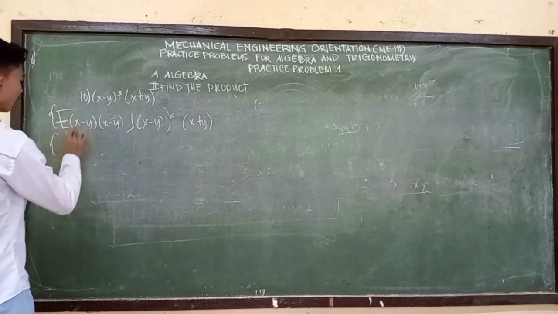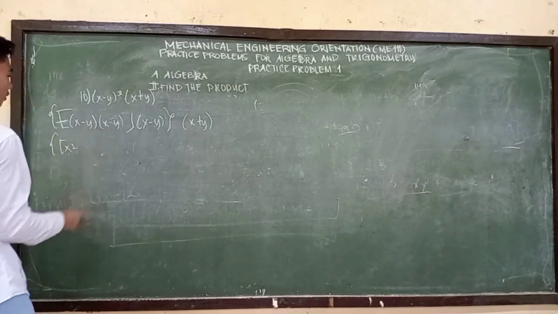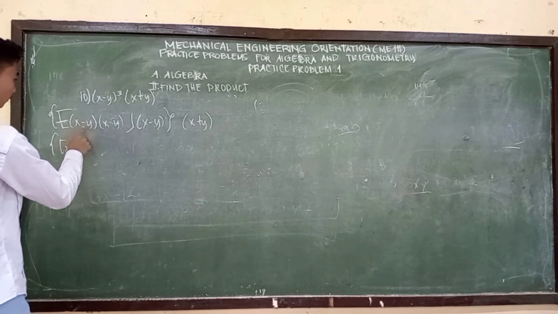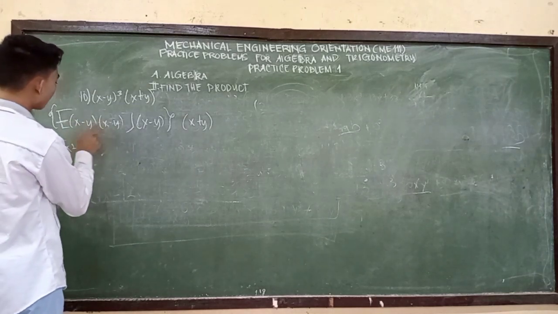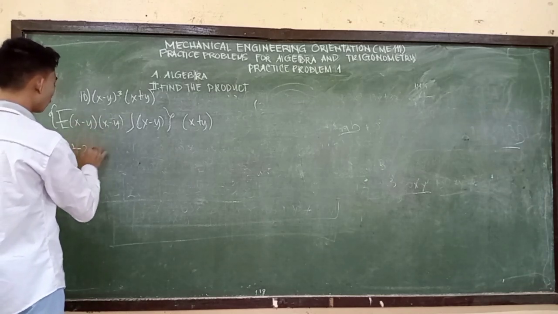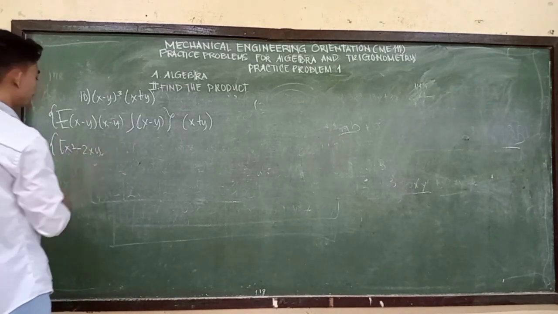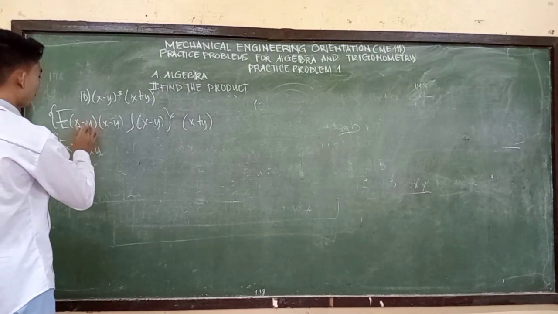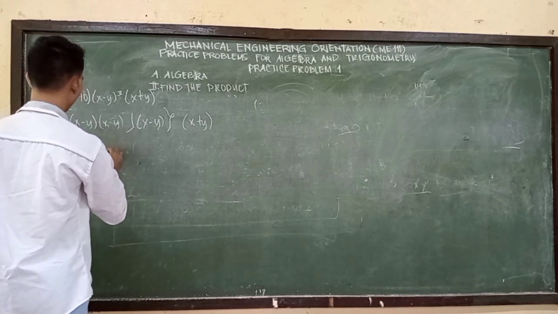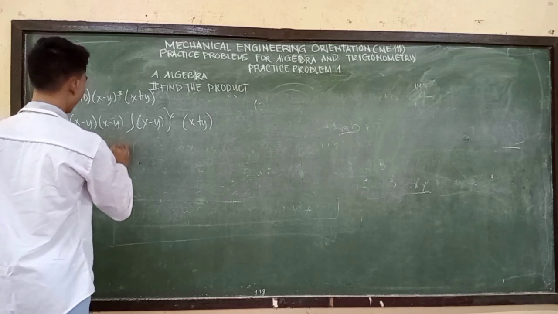So x times x is x squared. X times negative y is negative xy. Negative y times x is negative xy. So the answer is negative 2xy. And then negative y times negative y is equals to positive y squared.